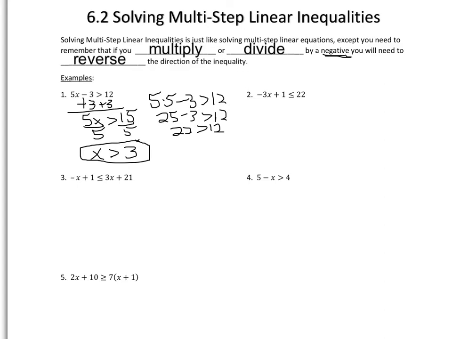We have negative 3x plus 1 is less than or equal to 22. So we'd start by subtracting 1 from each side. We get negative 3x is less than or equal to 21. Divide by a negative 3. Now we're dividing by a negative, so we've got to reverse the direction of the inequality, so it's going to become greater than, so we'd have x is greater than or equal to negative 7.